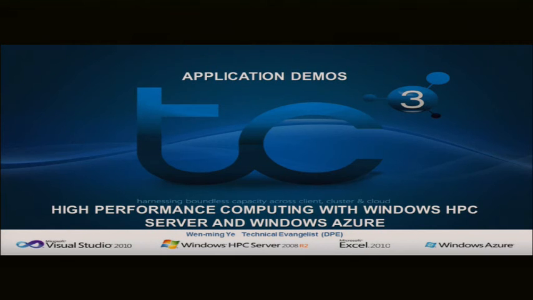Now, an introduction of our group. The Technical Computing Group is an organization with 200 or 300 people by now. We mainly focus on HPC as well as the development tools behind high-performance computing, for example Visual Studio, Excel, and now Windows Azure. The 3 stands for client, cluster, and the cloud, basically allowing you to compute on the cluster, the client, and the cloud.